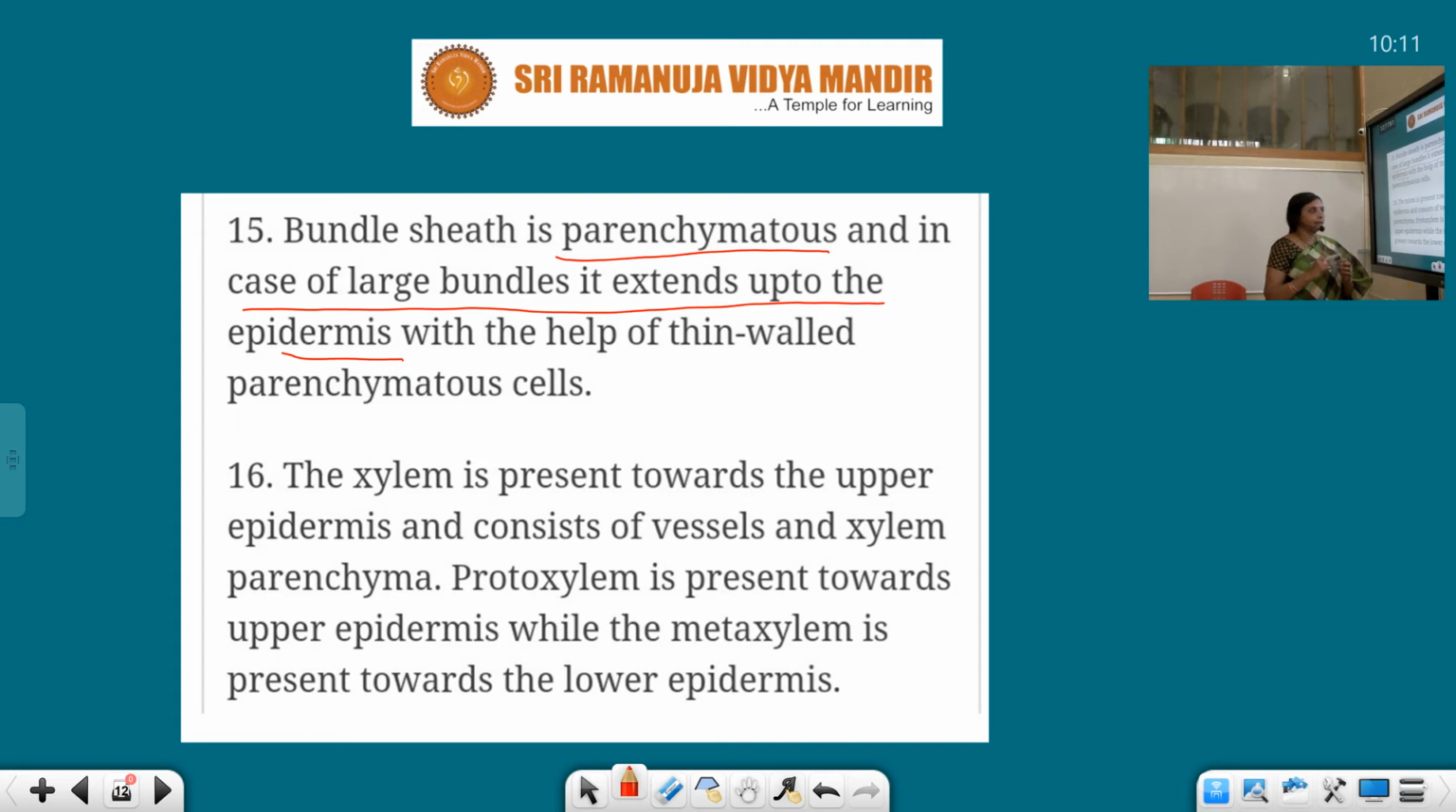And the xylem consists of vessels and xylem parenchyma. Vessels are present because monocot is an angiosperm, so vessels are present in the xylem, and xylem parenchyma is also present. And the protoxylem is present towards the upper epidermis, while the metaxylem is present towards the inner side or lower epidermis.